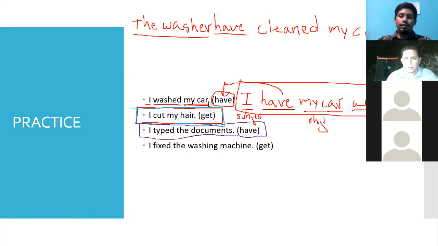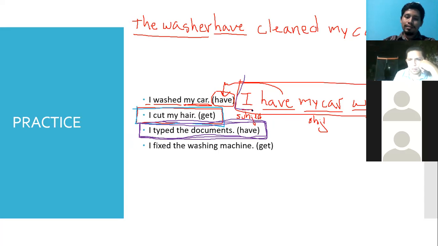Okay, someone is asking me to repeat the instructions there. I was telling you that you have to rewrite this sentence. You're going to rewrite this sentence using causative, something similar to what we did with this one. We're going to rewrite.